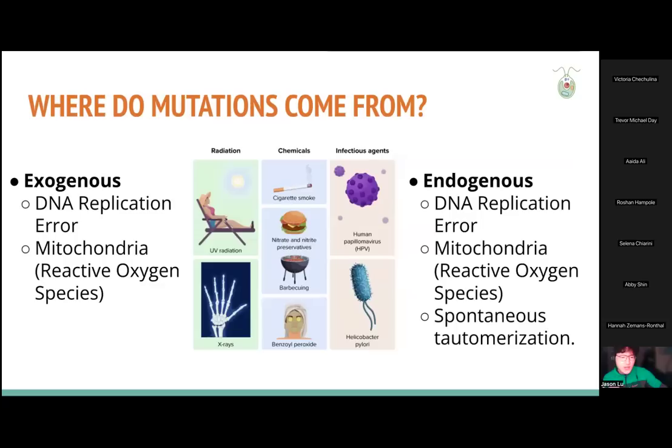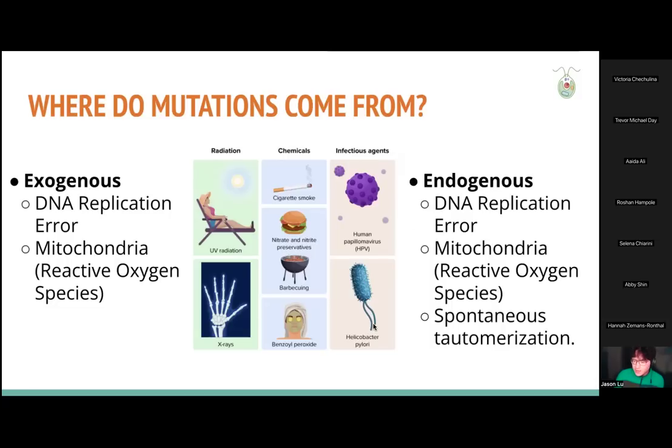So we're going to start off by talking a bit about where these mutations come from. Then we're going to talk about what mutations are. And then finally, we're going to end with how to repair these mutations. So just quickly, we have two major sources of mutations. Sorry, I've actually flipped these. Endogenous sources are on the right. So DNA replication error, mitochondria will produce reactive oxygen species, as well as spontaneous tautomerization, the last of which we will talk a bit more about later.